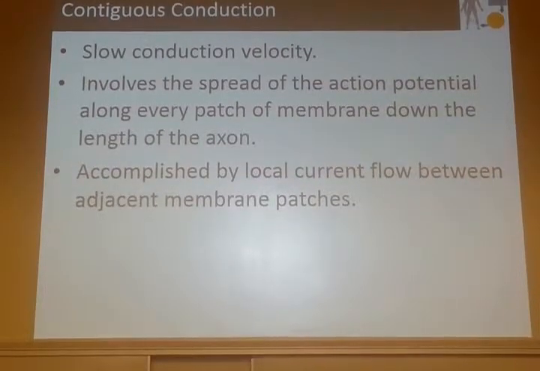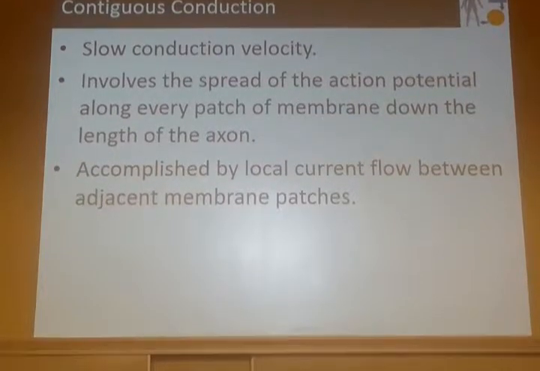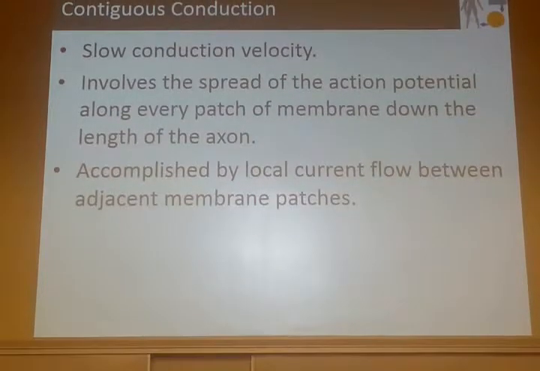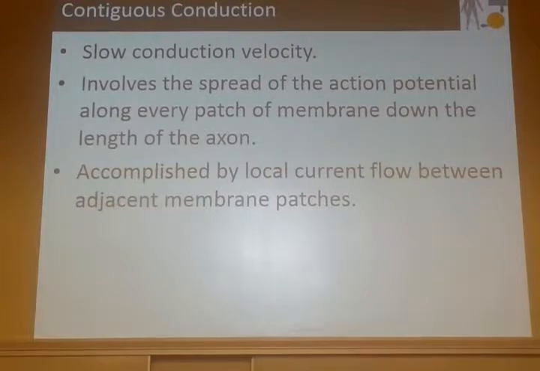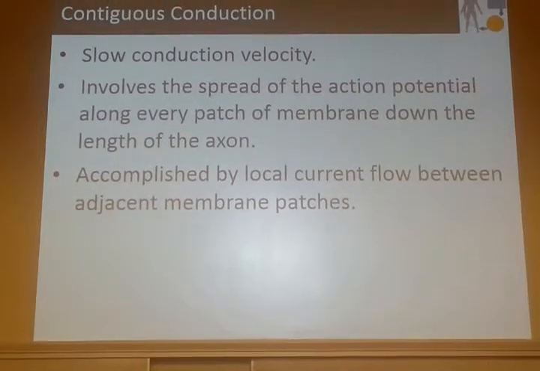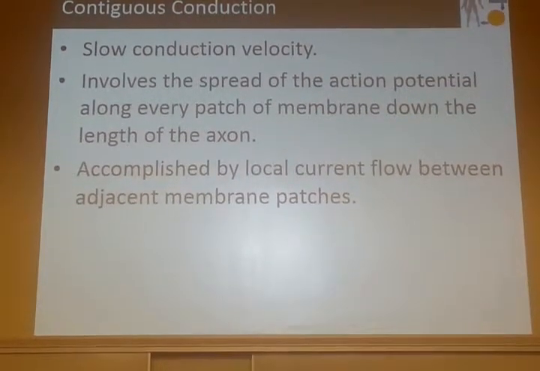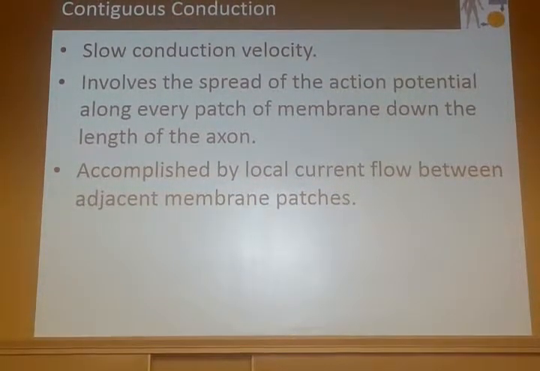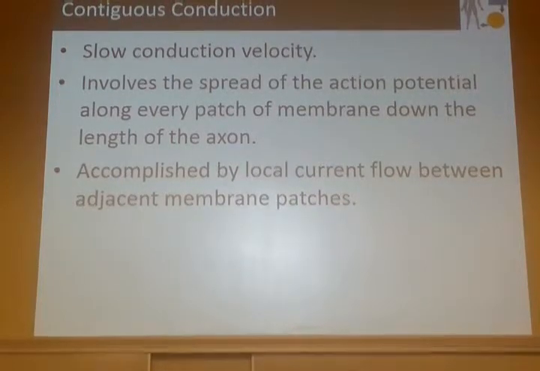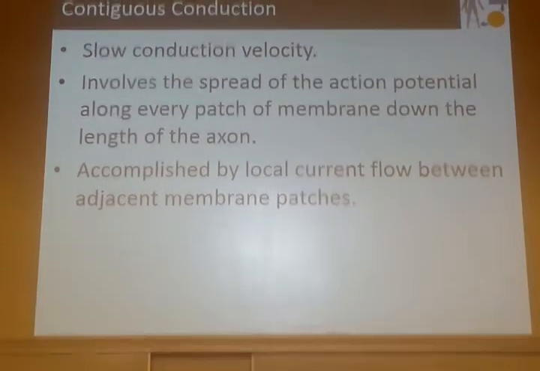So when you have a contiguous neuron, it takes a while for the message to get to the endpoint. Now we're talking about maybe 3 to 10 meters per second. But a saltatory conduction neuron can send it 180 meters per second. So it's a big difference.